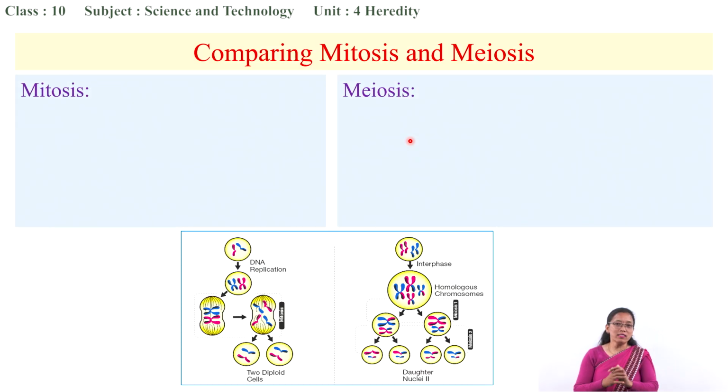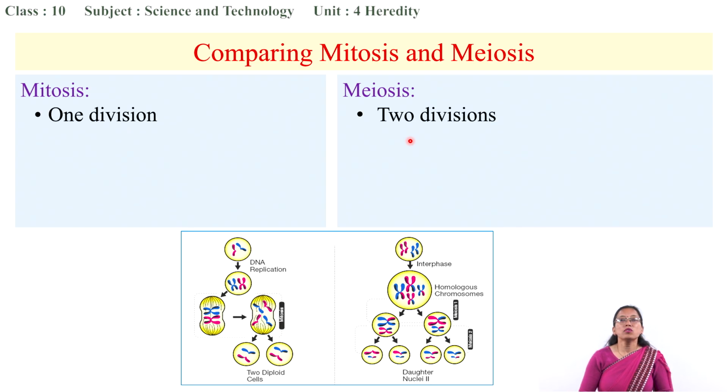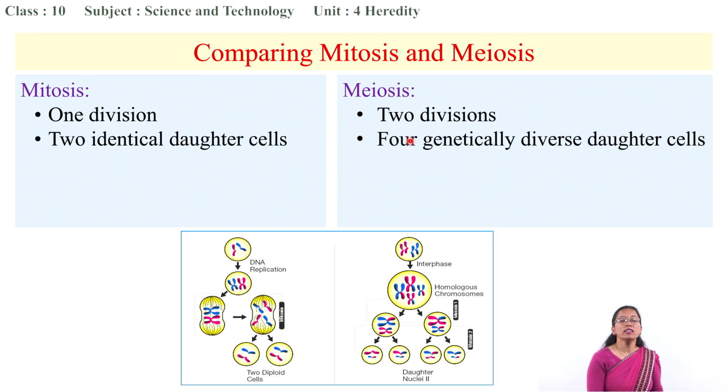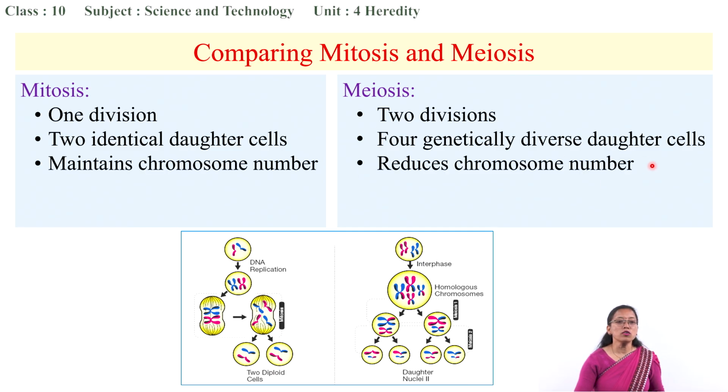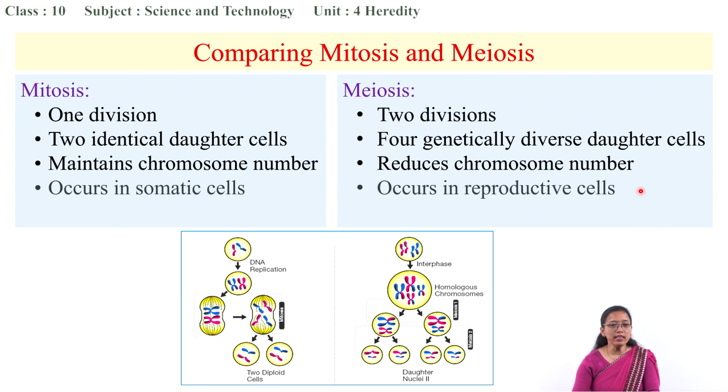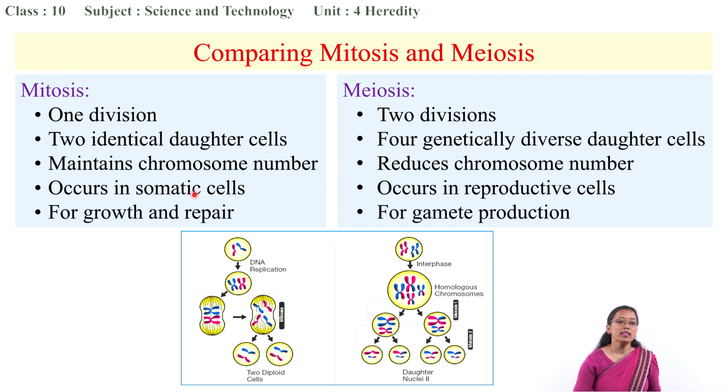Now, what are the similarities or dissimilarities between mitosis and meiosis? Let's see. Mitosis takes place once, that means one division. It completes in one phase only. In meiosis, meiosis 1 and meiosis 2, two divisions take place. In mitosis, two identical daughter cells are formed. In meiosis, four genetically diverse daughter cells are formed. Mitosis maintains the chromosome number, but in meiosis the chromosome number is reduced to half. Mitosis occurs in the somatic cells, but meiosis occurs in the reproductive cells or sex cells. Mitosis is for growth and repair, and meiosis is for gamete formation and sexual reproduction.